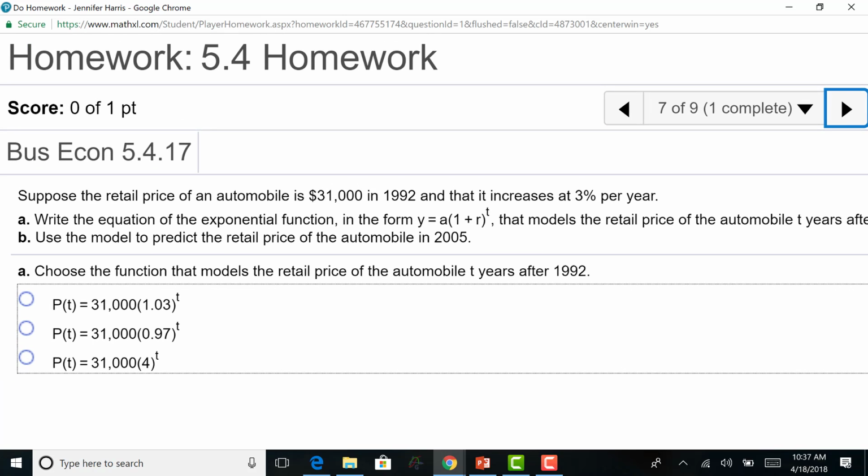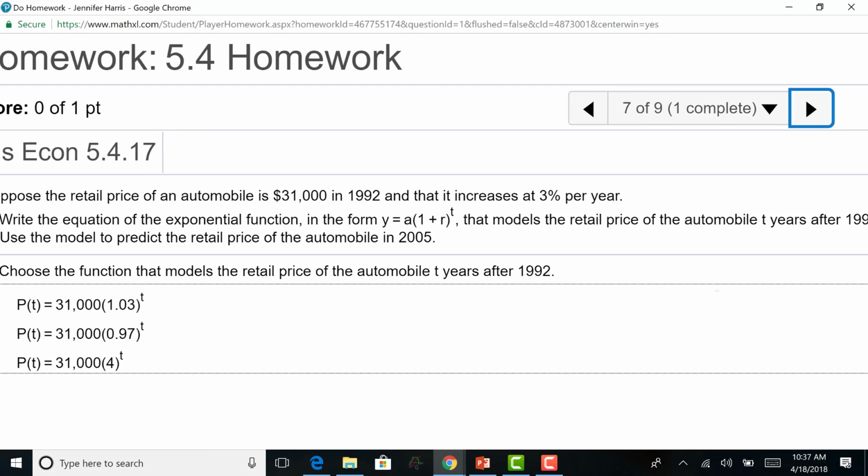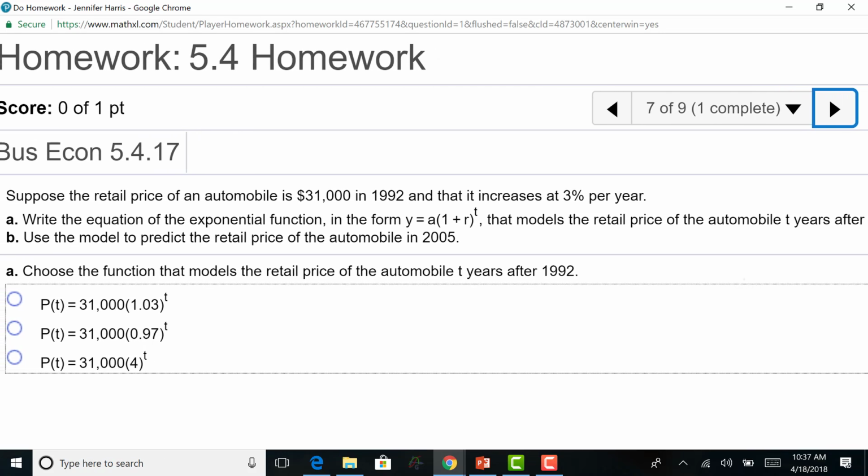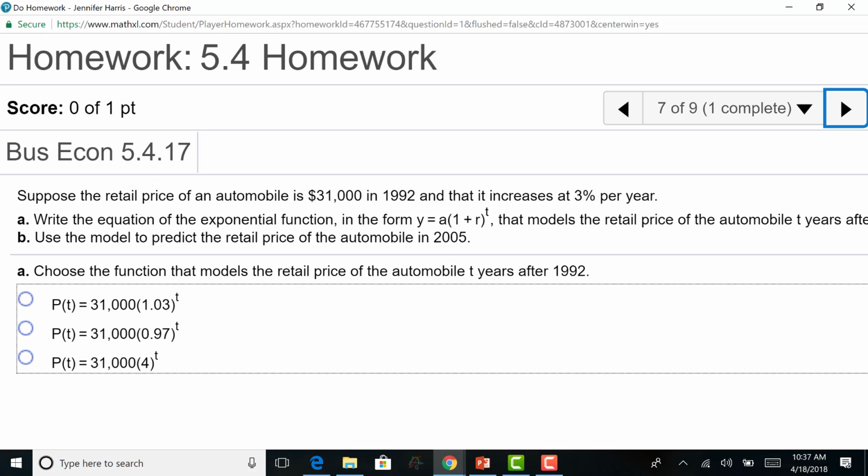Suppose the retail price of an automobile is $31,000 in 1992, and it increases by a rate of 3% per year. Write an equation of the exponential function of the form Y equals A times 1 plus R raised to the T that models the retail price of the automobile T years after 1992. Then use the model to predict the retail price in 2005. All right, they just want you to write the equation. What's the equation going to look like?